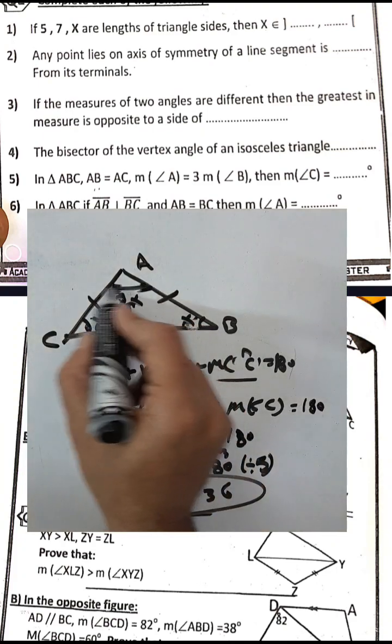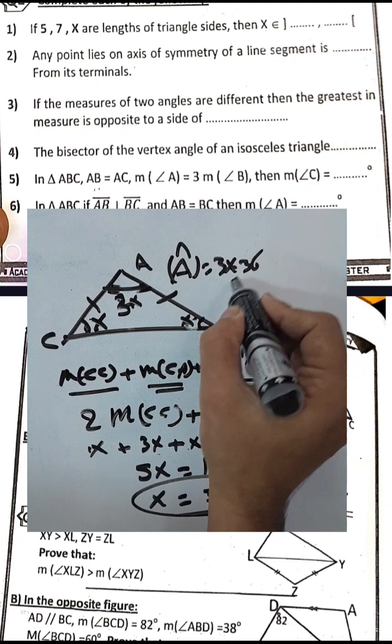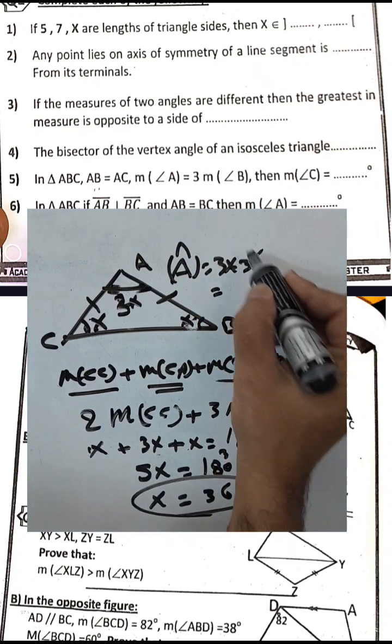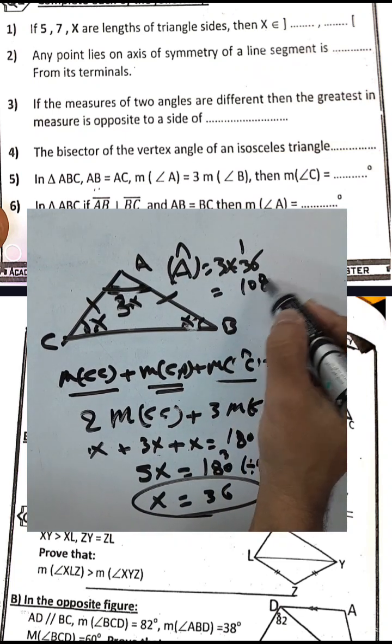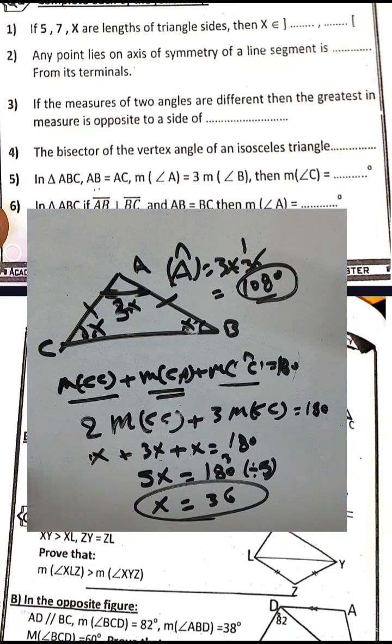You want to find the measure of angle A. The measure of angle A equals 3 times 36. 3 times 6 equals 18, 8 and carry 1. 3 times 3 is 9, 9 plus 1 equals 10. Then the result will be 108. The measure of angle A equals 108 degrees.